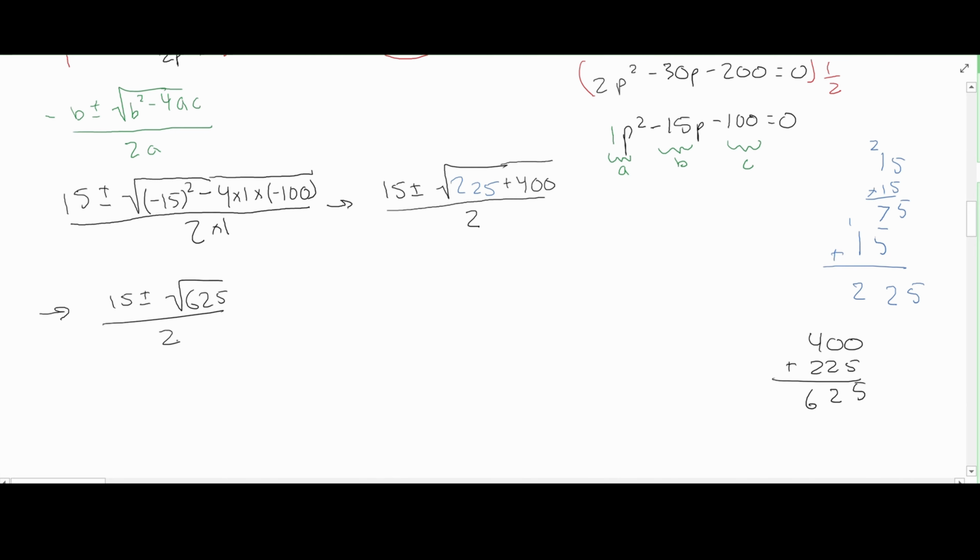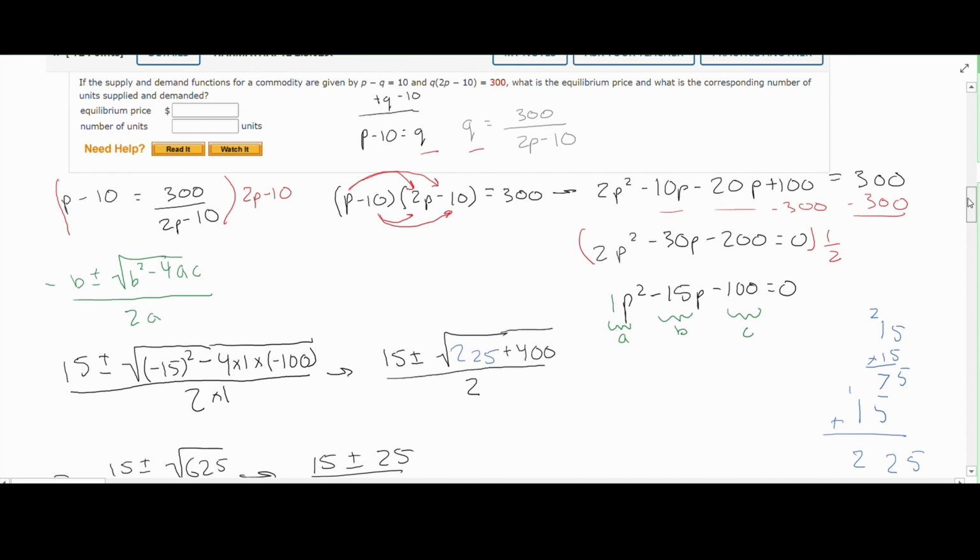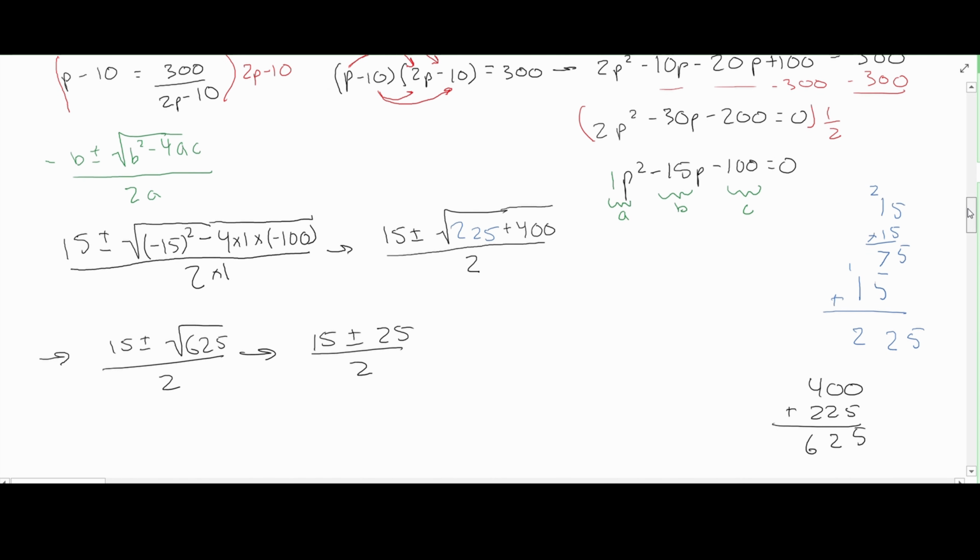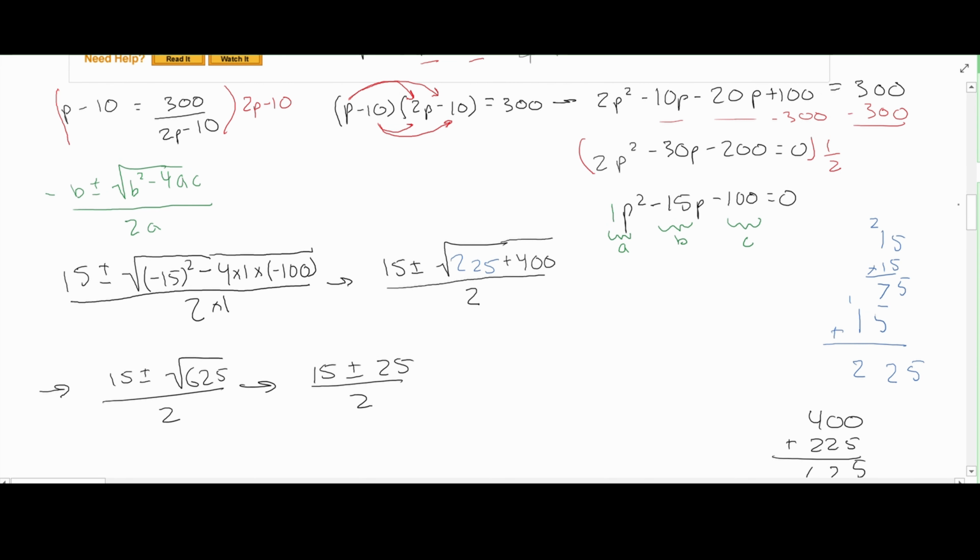Now we should plug this into a calculator, and plugging this into a calculator, we are going to find that the square root of our 625 is 25. So we're going to have 15 plus or minus 25, and this is being divided by 2. We're looking for the p here. This is the price. We can't have a negative price, so we're only going to be using the positive number. That means we will only be using the plus part here.